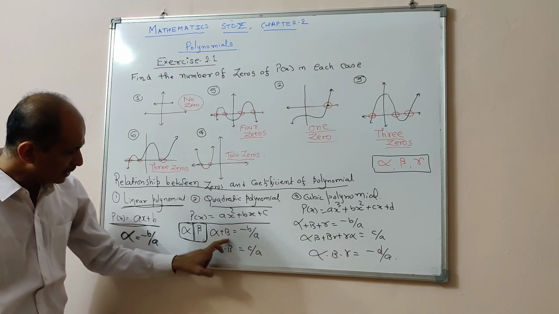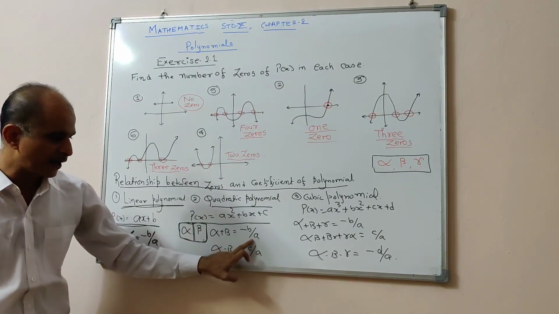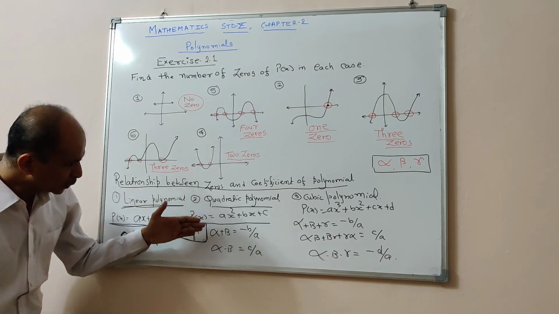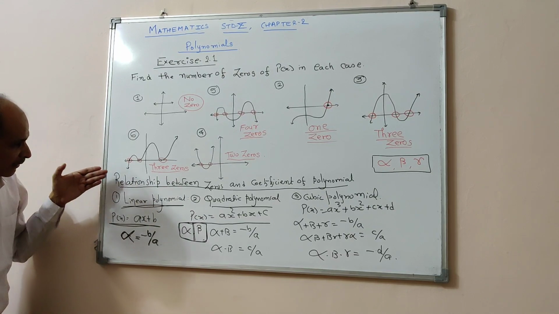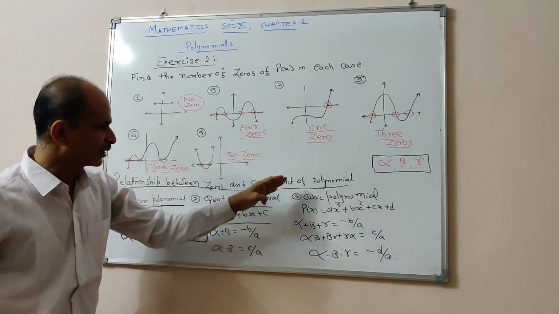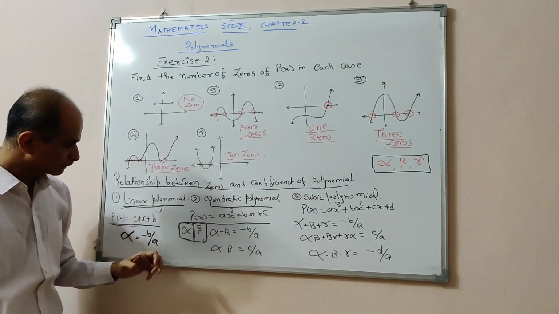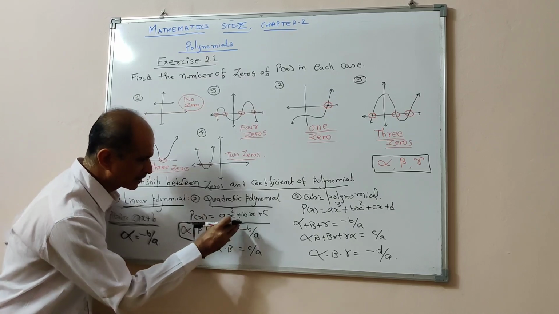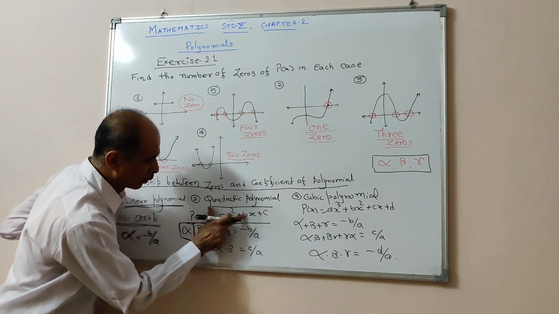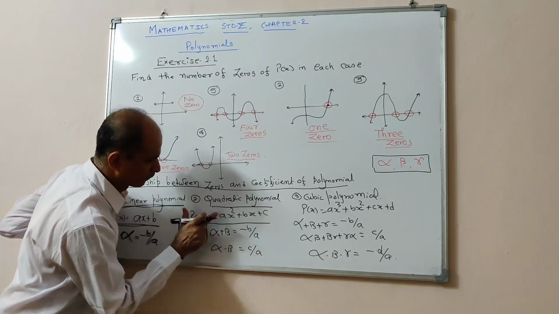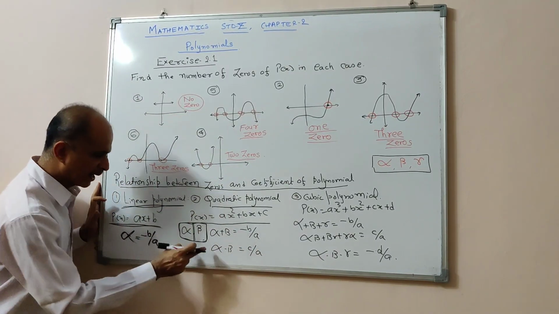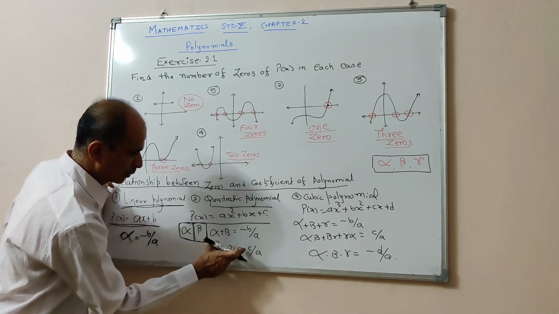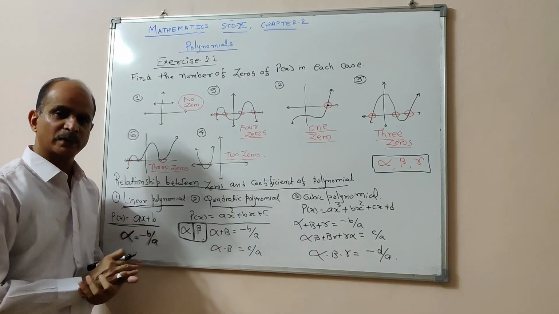So alpha plus beta is equal to minus b by a, and alpha into beta is equal to c by a. These two formulae represent the relationship between zeros and coefficients of a polynomial. Alpha plus beta is equal to minus b by a. You can also write this formula in words: minus coefficient of x upon coefficient of x square. Similarly, alpha into beta is equal to c by a, which is the constant coefficient upon coefficient of x square.